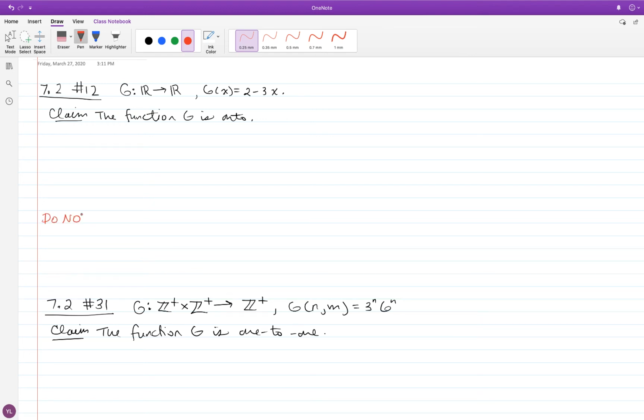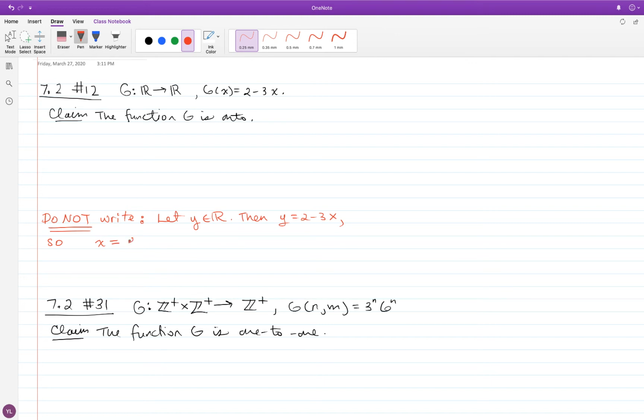Pay attention to the definition of onto when you're trying to prove that a function is onto. The definition is for all members of the codomain, there exists a member of the domain, and so on. So the first line of your proof should be let y be an element of the codomain, and then you have to define an element of the domain.